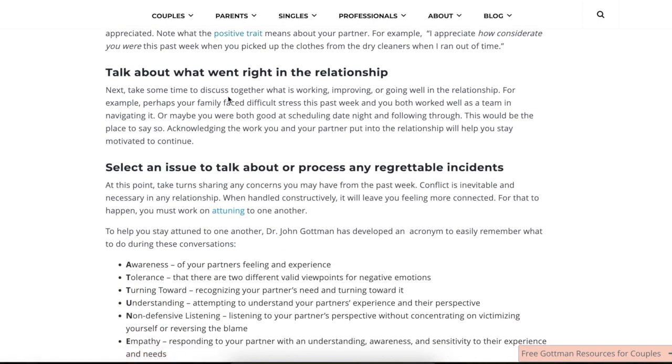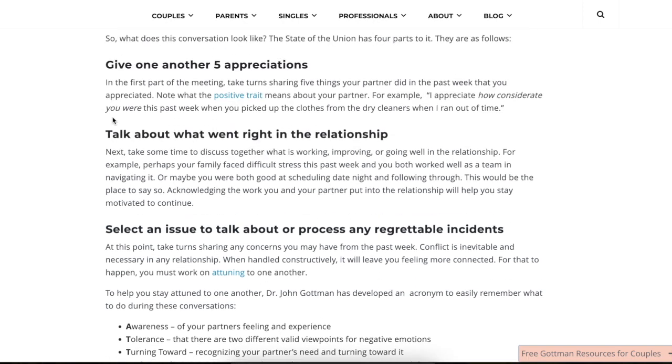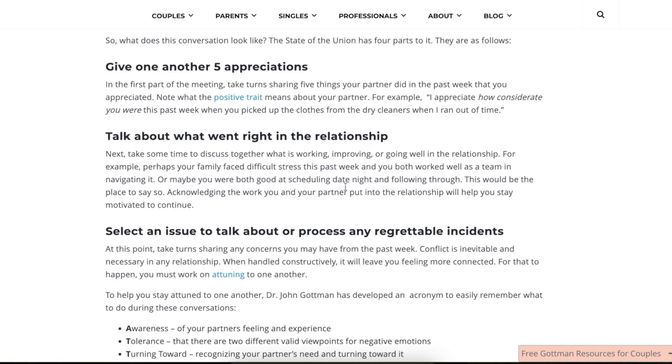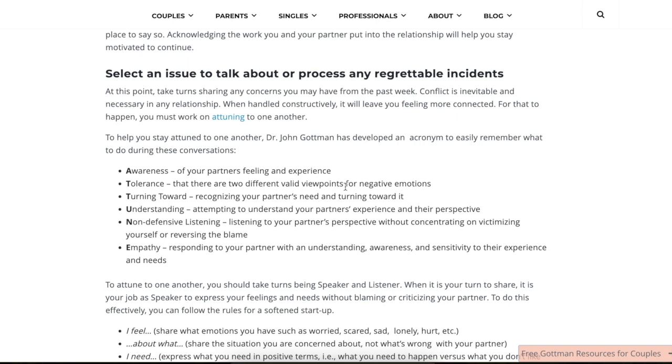Then you talk about what went right in the relationship. So you are talking about what you are working on, what's improving, what's getting better, what's doing good. Again, positive. Then you select an issue to talk about or process. If there was a regrettable incident, talk about it. And that's when you bring it up, after you've had these 5 appreciations and you have talked about what went right this week or this time point, however often you're having these meetings. That's when you do this. And you have some things that you think about.